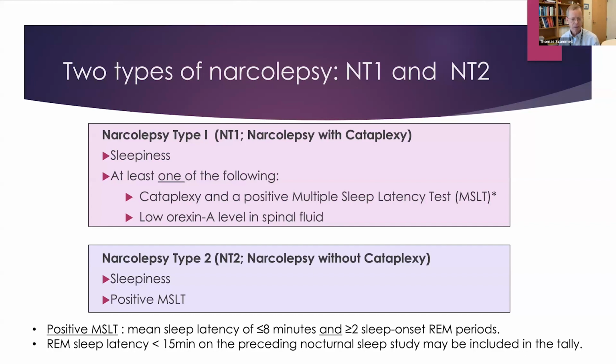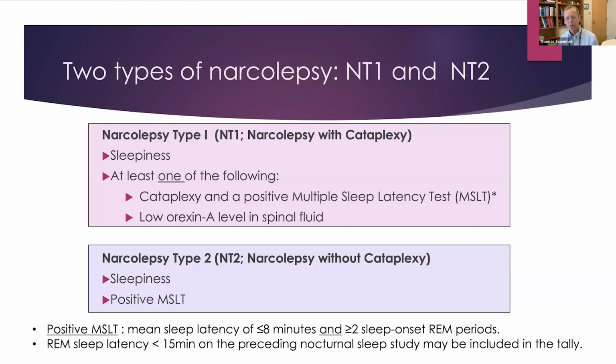Narcolepsy type 1 is a disorder of chronic sleepiness. In addition to that complaint of feeling sleepy every day, you need to also have cataplexy. If you have that, we can then do a multiple sleep latency test to provide some additional objective evidence of sleepiness. Or you can do a spinal tap, and we can measure orexin A levels in the spinal fluid. We're doing that more often now because it's a commercially available test, and it sometimes is a very short and definitive path towards a diagnosis.